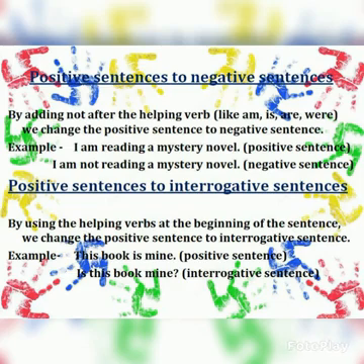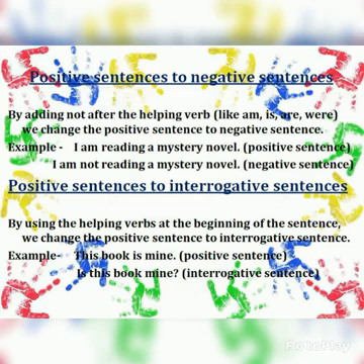You know the helping verbs. You have learned about the helping verbs, that is, am, are, was, were, will, shall, has, have, had. These all are the helping verbs which are used along with the main verbs. So, whenever there is a helping verb in a sentence, we add not after that, and thus we can change the positive sentence to a negative sentence.